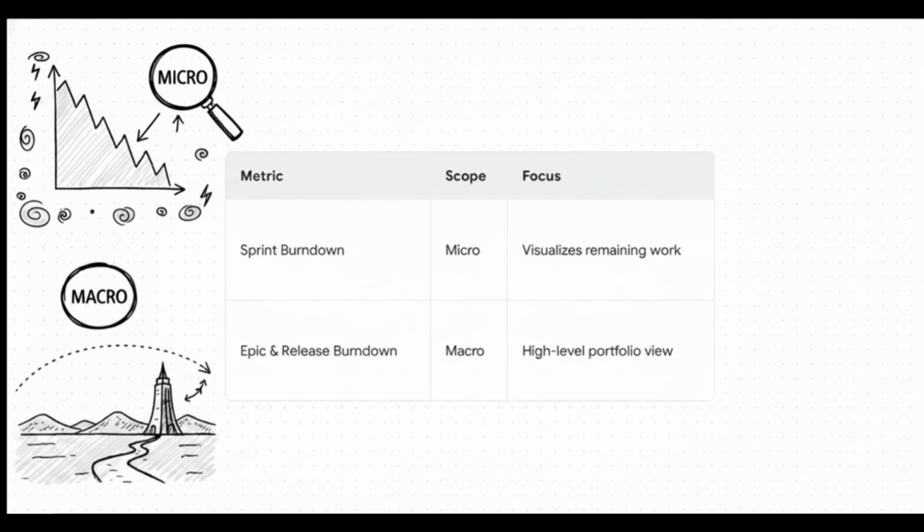It visually tracks your remaining work over time for those immediate sprint goals, which is super helpful for spotting blockages right away. But you can't just stare at the 2 feet of track right in front of you. You need the epic and release burndown to provide that crucial macro-level portfolio view. That's what shows you the high-level progress towards your much bigger project objectives.